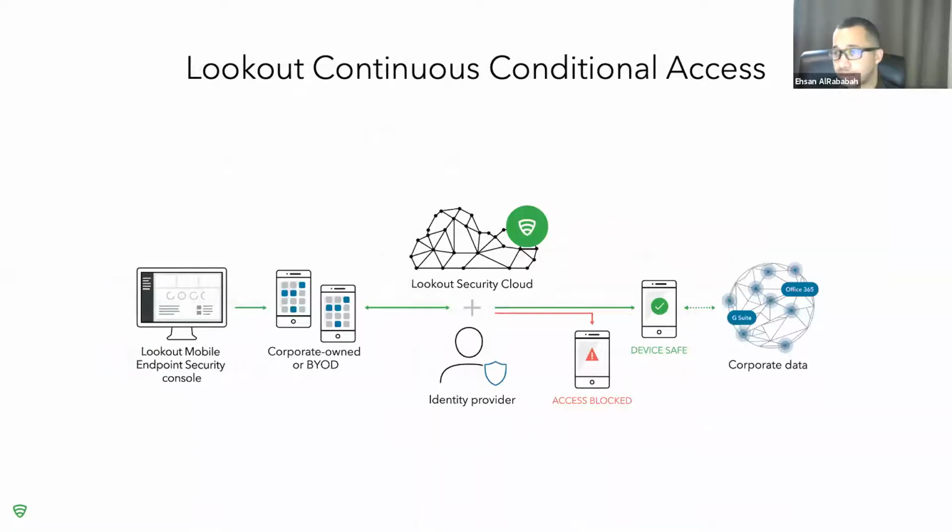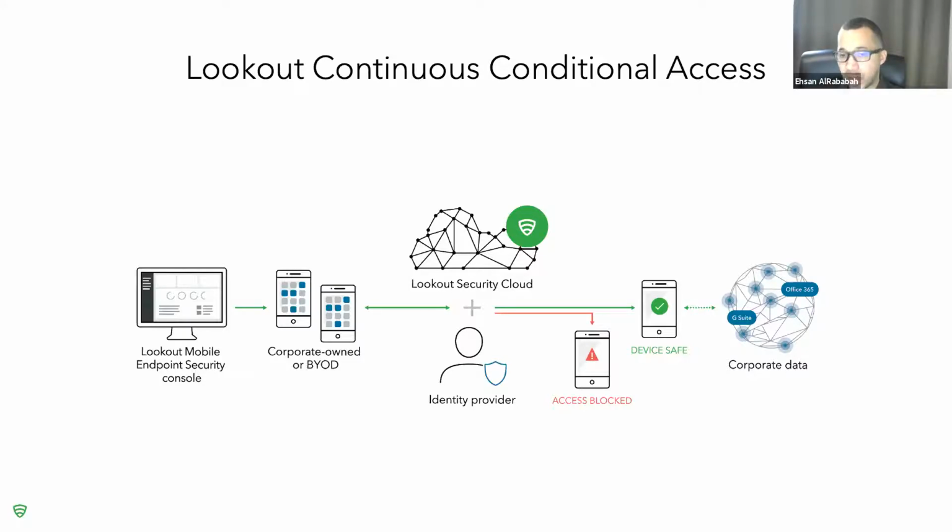Before jumping into the actual solution and how Lookout works with Microsoft, we will just have a quick recap on how continuous conditional access works with Lookout. You will have Lookout mobile security, and then the Lookout for Work app installed on a mobile device, whether it's owned by the corporate or it's a personal device, the bring your own device model.